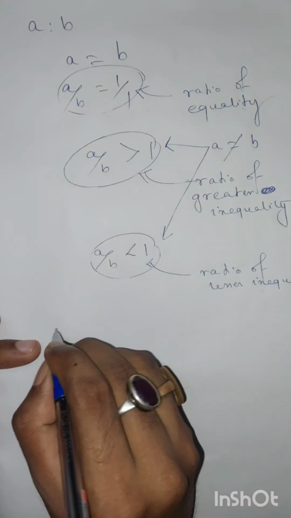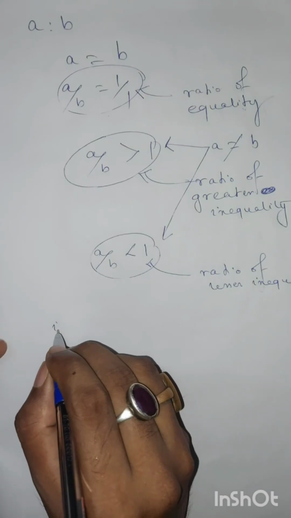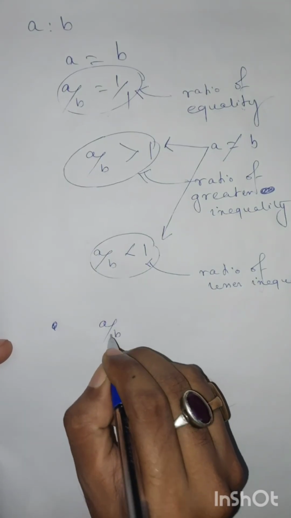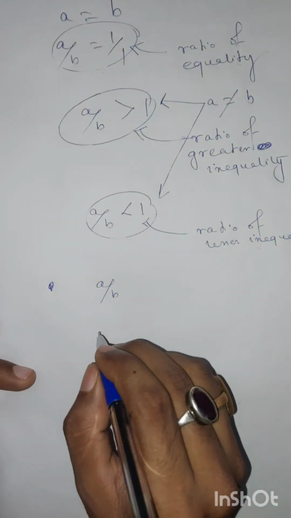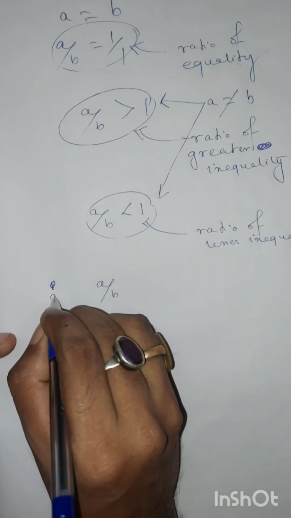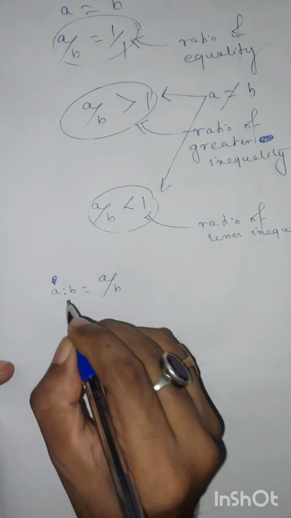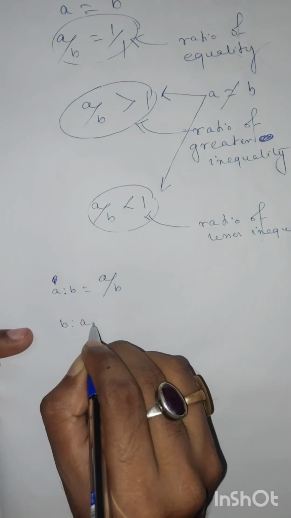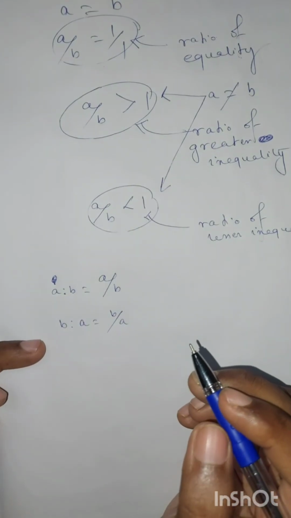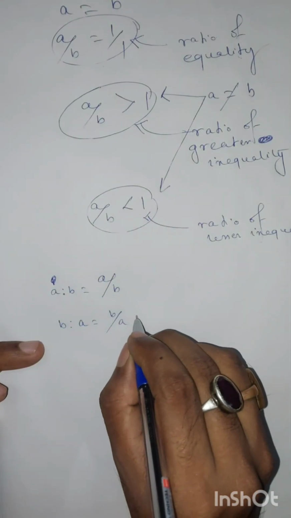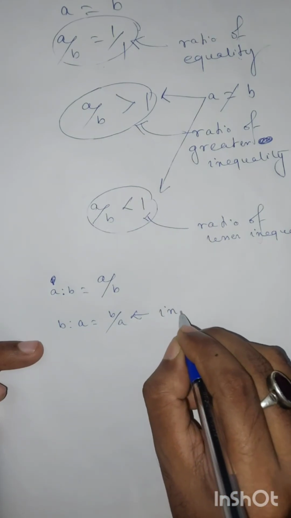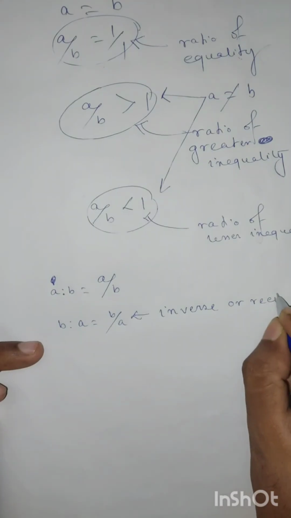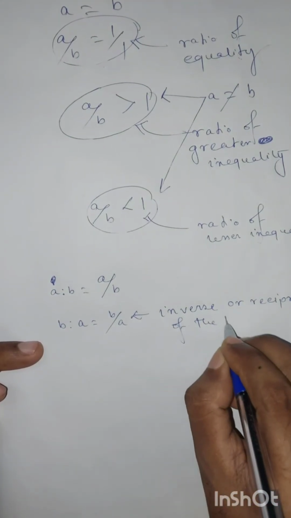So if a by b is a ratio, a is to b is our ratio, and if we interchange the antecedent and consequent of the ratio, it gives us b is to a, that means b by a. So this is the reciprocal of the first ratio, or we can say inverse or reciprocal of the first ratio.